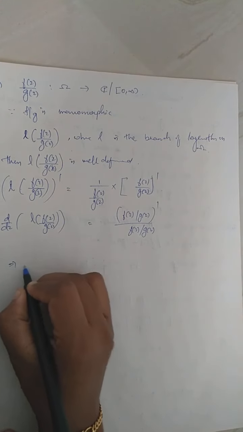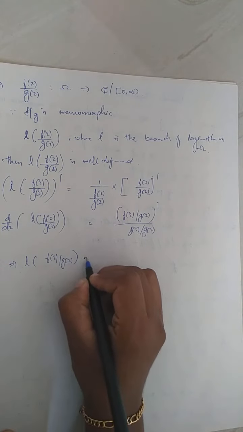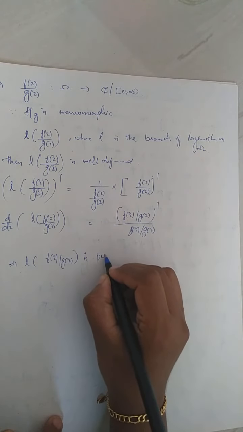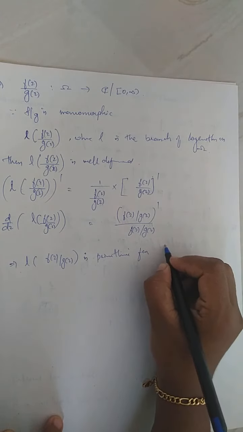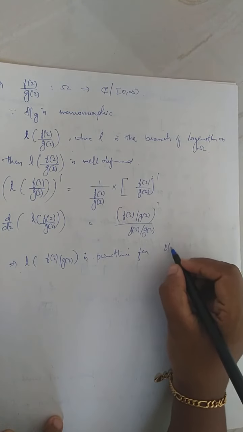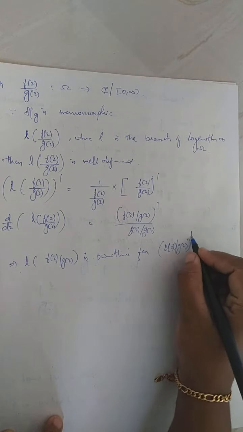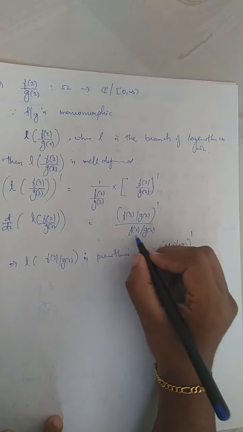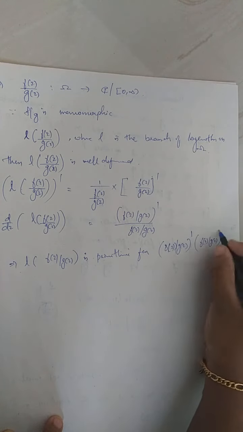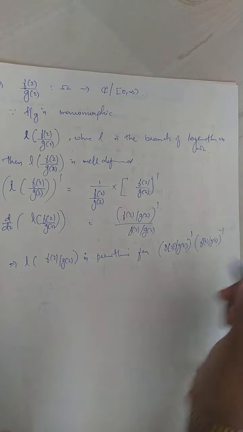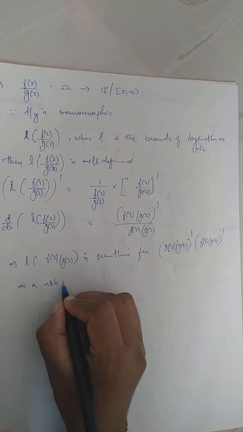So L of f(z)/g(z) is a primitive for this, which can be written as f(z)/g(z) into (f(z)/g(z))', that is 1 by f(z)/g(z), which can be written as (f(z)/g(z)) inverse, in a neighborhood of gamma.